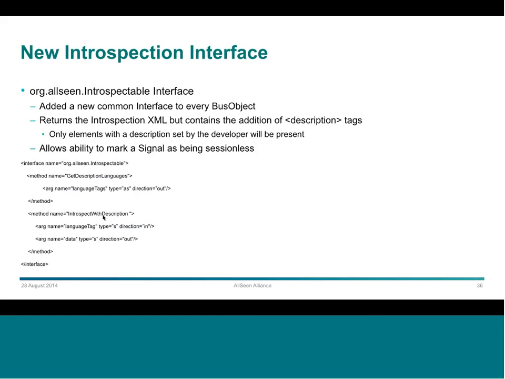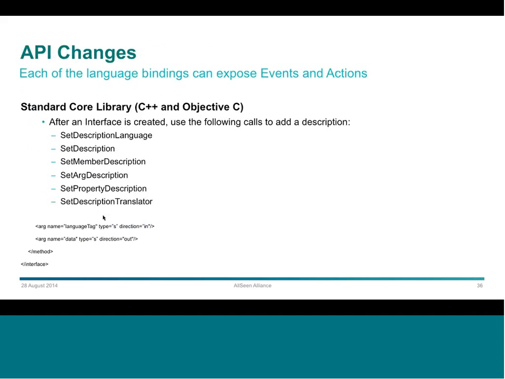So here's the introspectable interface. It has get description languages, so you can implement these descriptions in multiple languages and translate them on the fly. There's also the method in order to get that XML with those descriptions, introspect with descriptions. So it's a new interface, it's part of 14.06, and there's a sample there. With this come some API changes to each of the different supported languages that I'll go through right now.